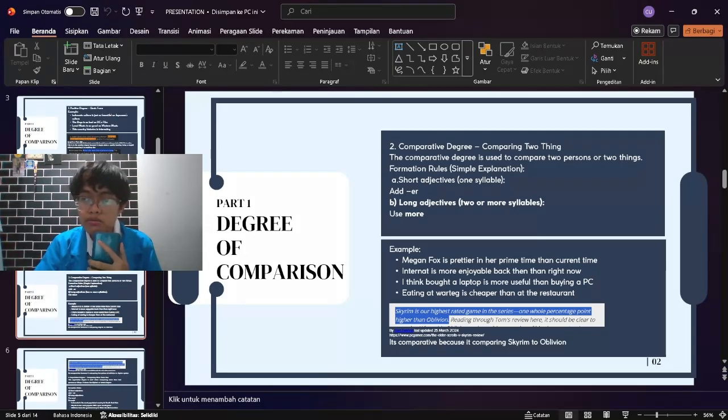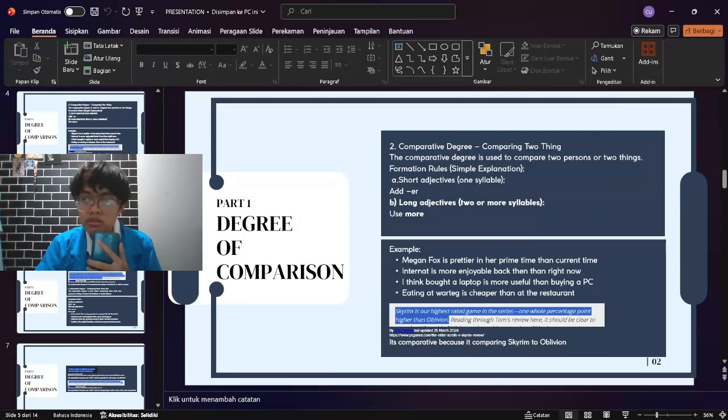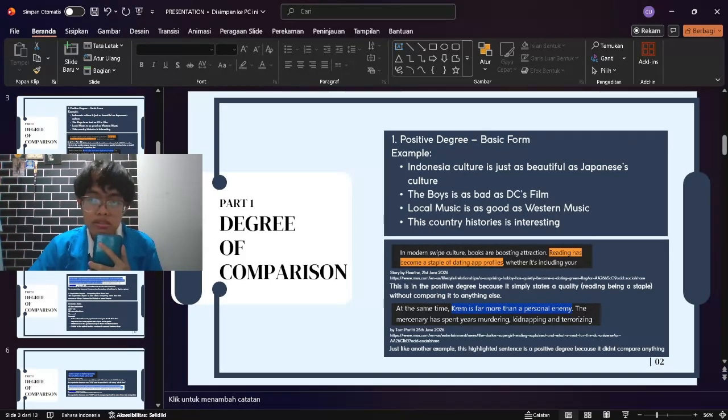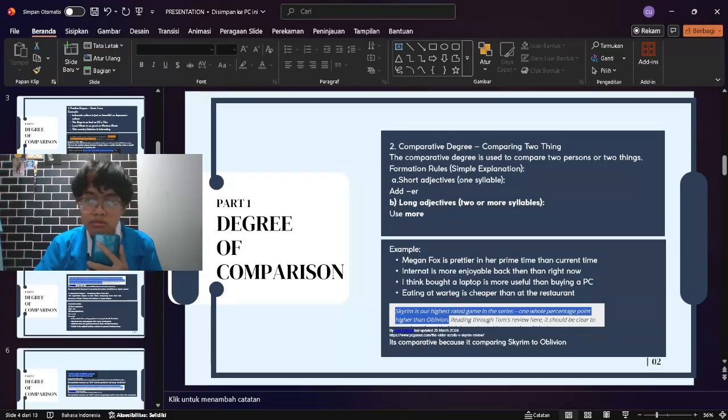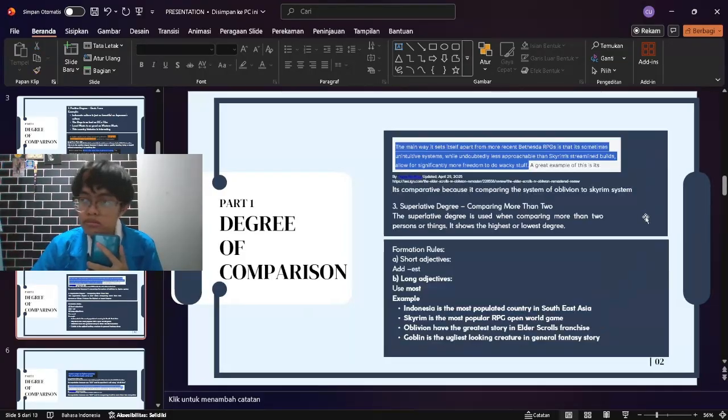And then there is a duplicate slide. I think I should delete it. Can I delete it here? Delete slide. Yes, I can delete it.